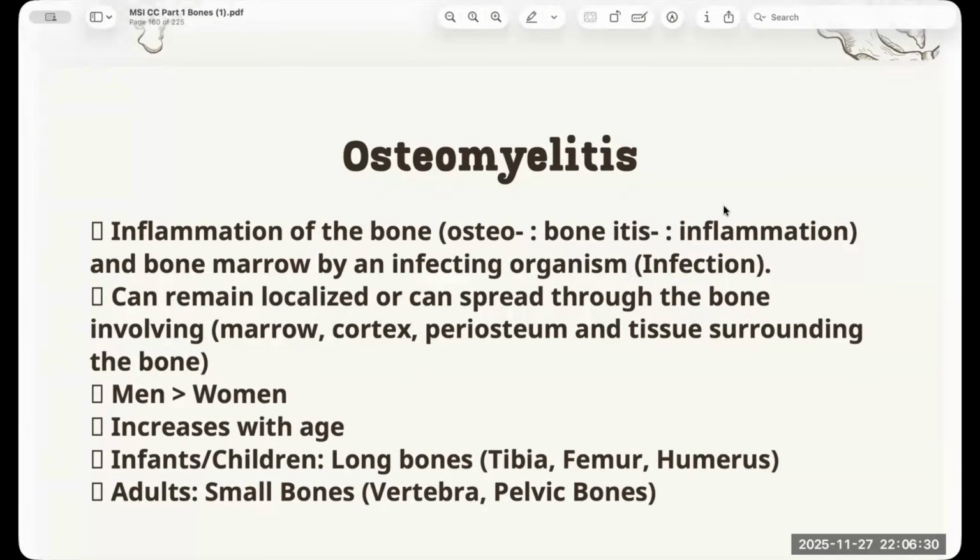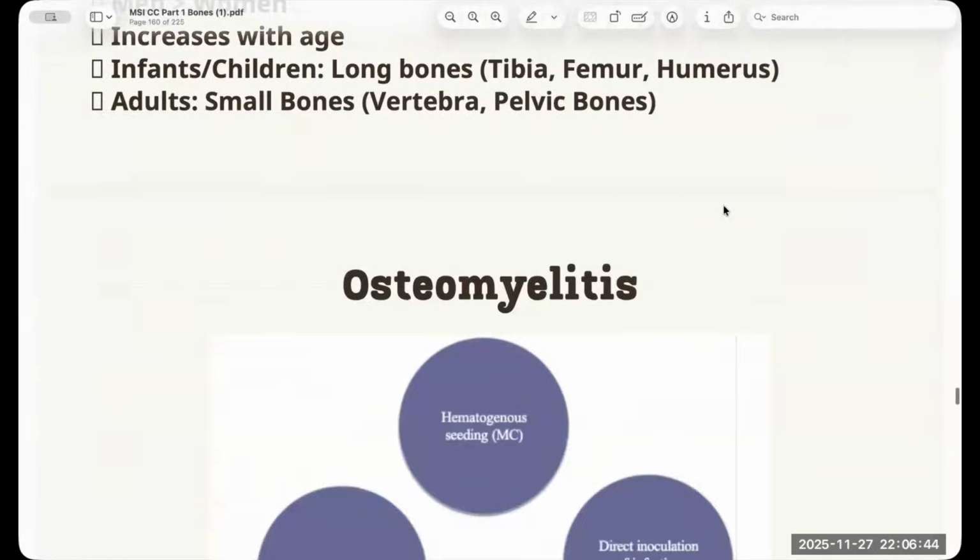It increases with age, and infants and children can have it located in their long bones, such as the tibia, femur, and humerus. Adults can have it in small bones, such as the vertebrae and pelvic bones.